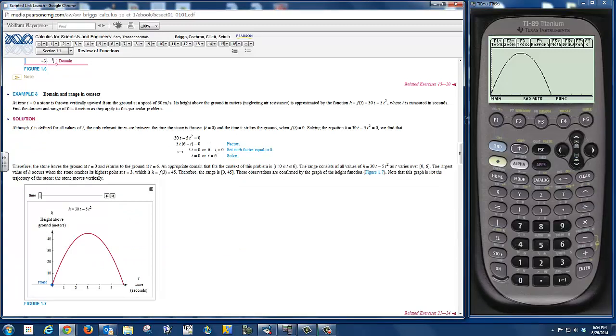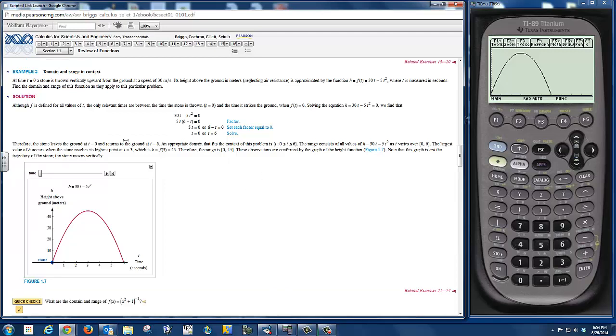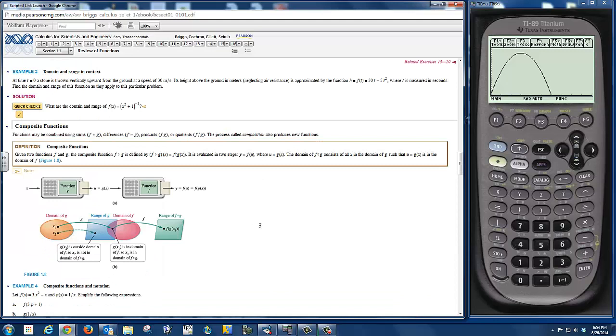Notice here it's solved for when it was 0. It got 0 over 6. That's what we got. And the range, 0 to 45, which is also what we got. Now again, you could have done these problems by hand, but again, part of the point of this video is to learn how to use your calculator.